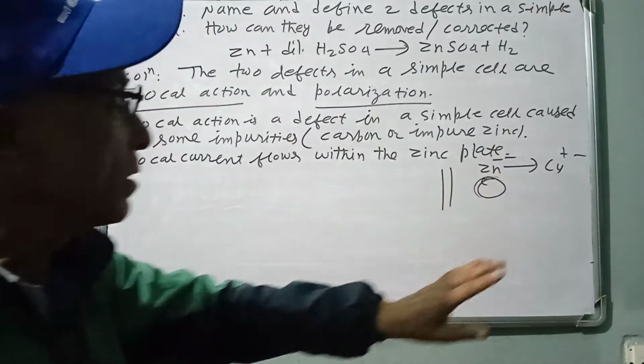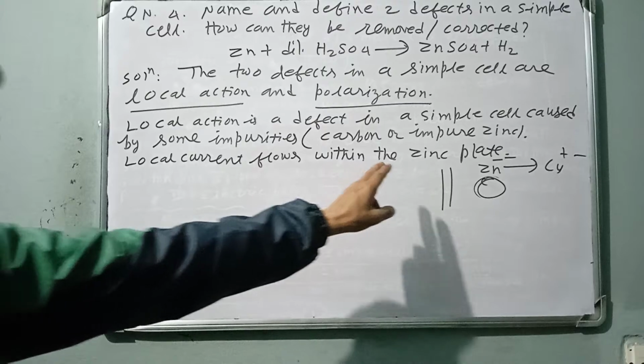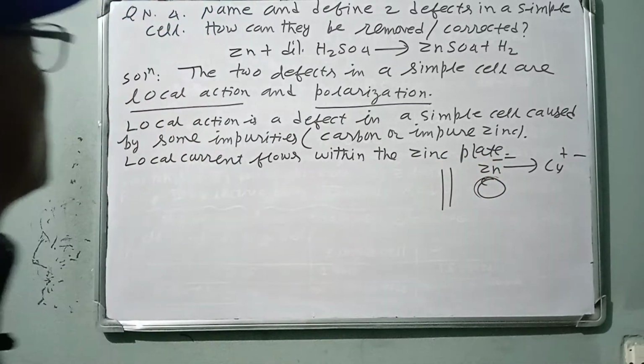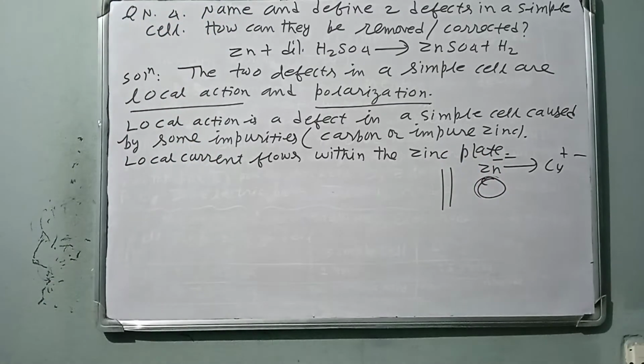The flow keeps happening inside the zinc plate itself. That means the current does not flow, so it causes local action.